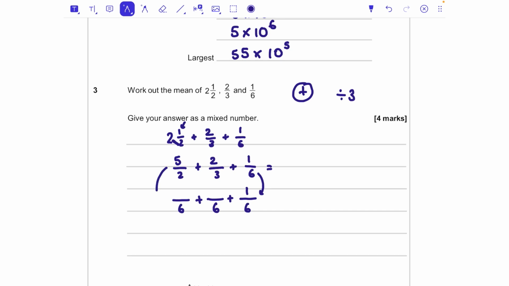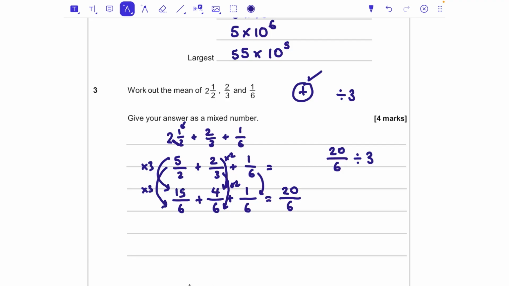With this first fraction here, we've multiplied the denominator by 3, so I also need to multiply the numerator by 3. So 5 becomes 15. Times that one by 3, so also times the top by 3, good. And with the middle fraction, we've times the bottom by 2, so we also need to times the top, the numerator, by 2, so that's 4 over 6. Altogether then, that makes 20 divided by 6. So that is adding them all up. We've done this bit. We now need to divide that by 3. So 20 over 6 divided by 3.